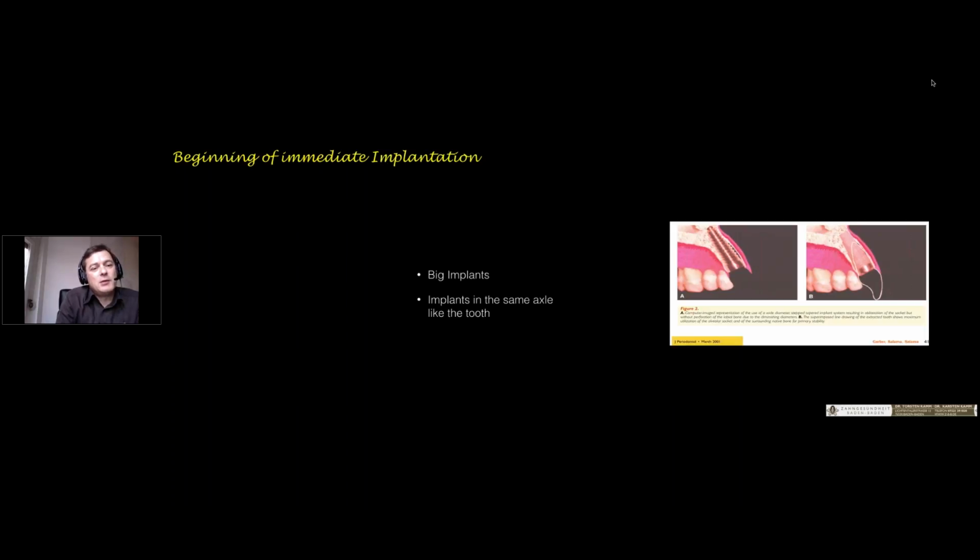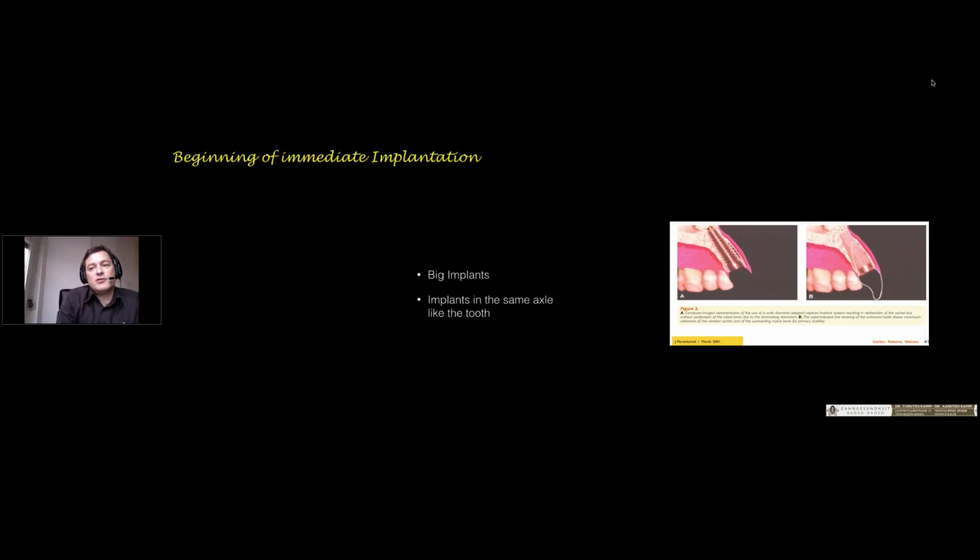destroy in most cases the buccal bone, and you are not allowed to touch the buccal bone, because if you touch and destroy it, you lose most of the buccal bone, and then you're getting a very, very bad aesthetic result. So we have to use small implants and put them a little bit more on the palatal side.